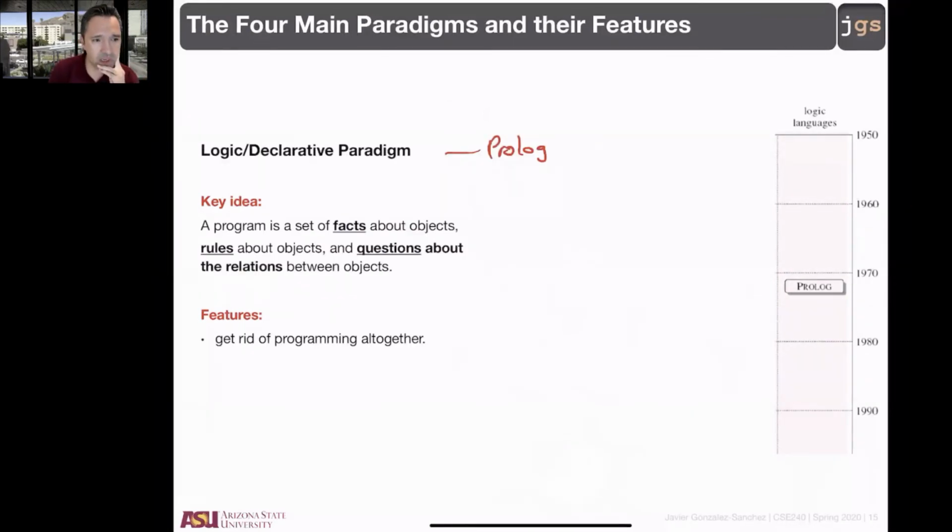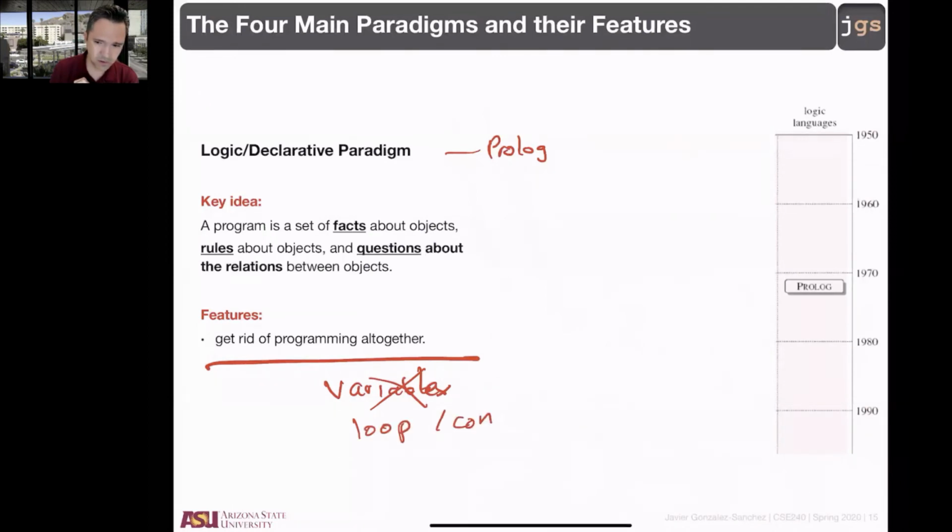For the logic programming paradigm, the key idea: I do not want to program. I want to use a computer. I want to work with the computer. I want to get information from the computer. I want the computer to process data. I do not want to do programming. And that means variables, I don't care about variables. Loops, conditions, I do not care about loops and conditions. Methods. I mean, this idea of splitting the program into several paragraphs, I don't care about that. I do not want to do that.